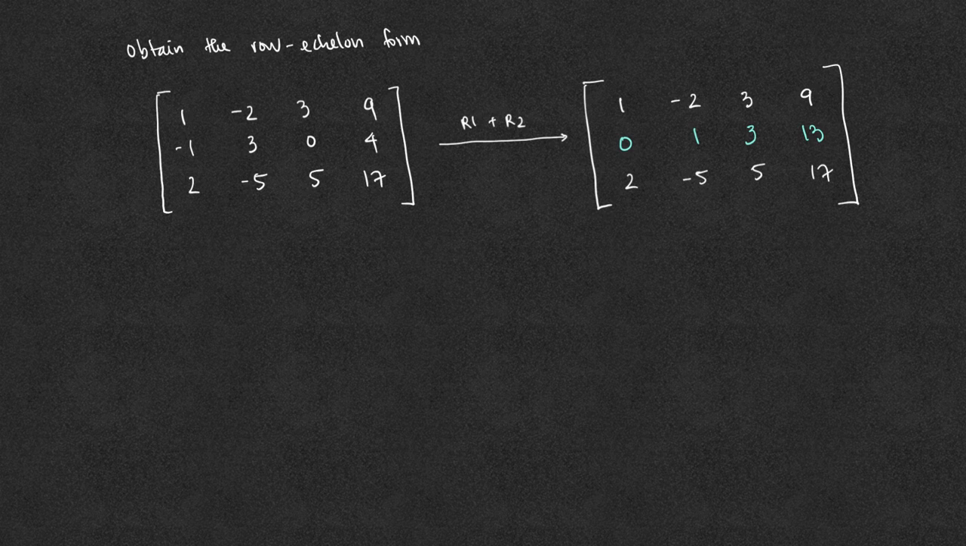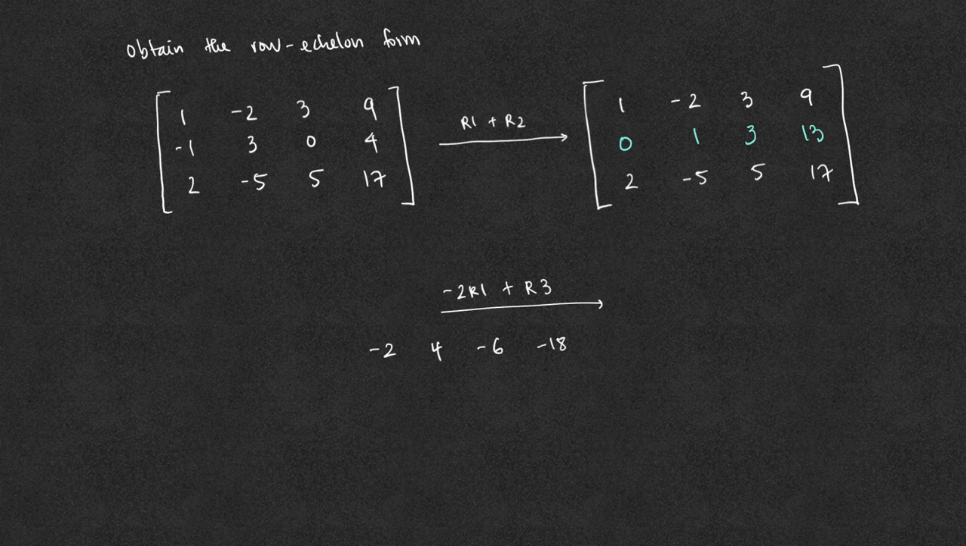Next, we want to turn the entry in the third row, column 2 into 0. And we can do that by multiplying row 1 by -2 and adding it to row 3. This is what it looks like when we take -2 and multiply row 1. -2 times 1 is -2. -2 times -2 is positive 4. -2 times 3 is -6. And -2 times 9 is -18.